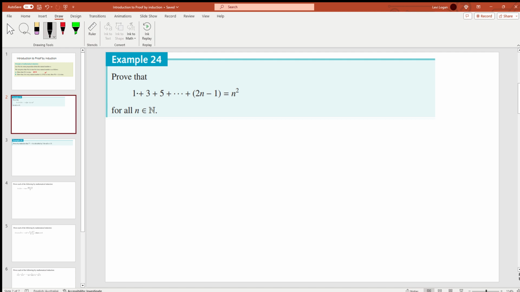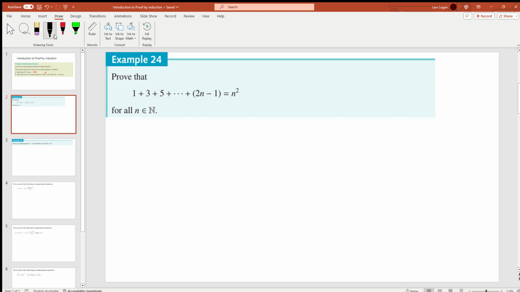This is probably a basic question you would get with proof by induction. It could actually be a year 11 question as well as a year 12 one, but it's good to start off with a basic one. What we've got to do is prove that this is the same as this. Let's unpack what this is saying. The sum 1 plus 3 plus 5, so all the odd numbers up until some odd number, is equal to that odd number squared.